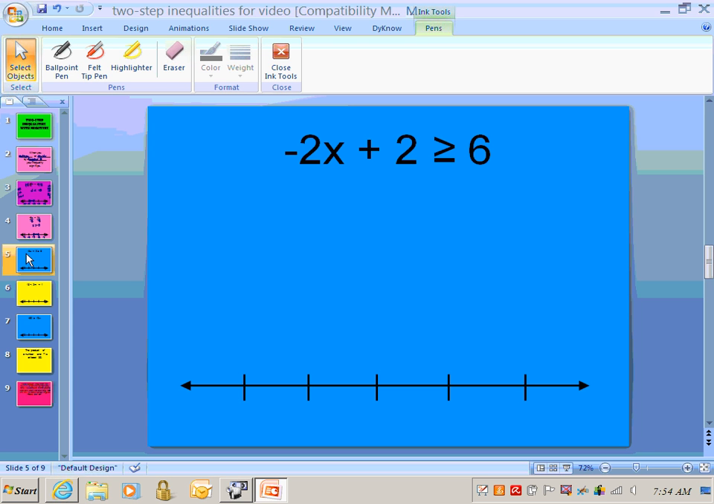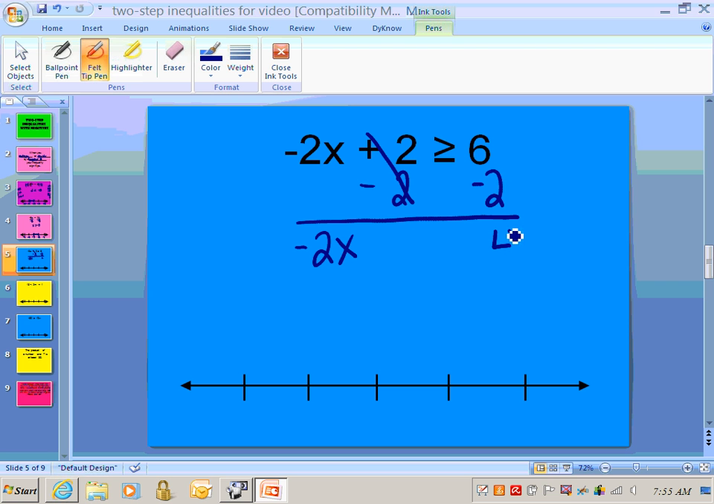Okay, I would solve this one just like if I had an equal sign. So first thing I would need to do to solve for X would be to subtract 2. This is my 0 pair. Bring down my -2x. And my 4. I did not multiply or divide by a negative. I subtracted. So my sign will stay the same. Now, I need to divide by -2. Since I divide by a negative, my sign will flip. So I'm left with X less than or equal to -2.